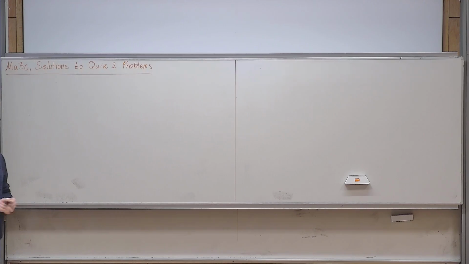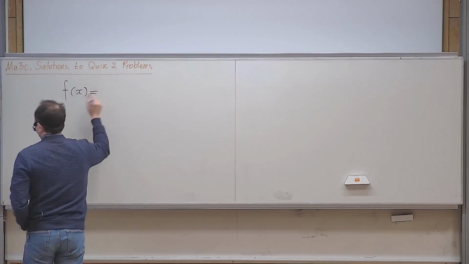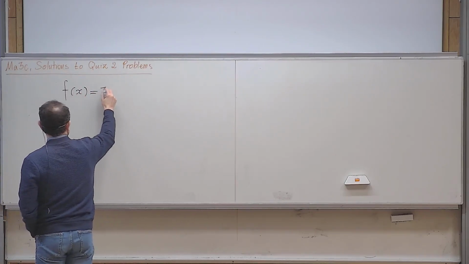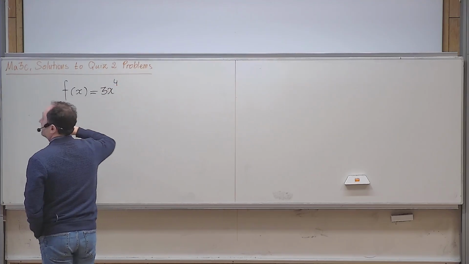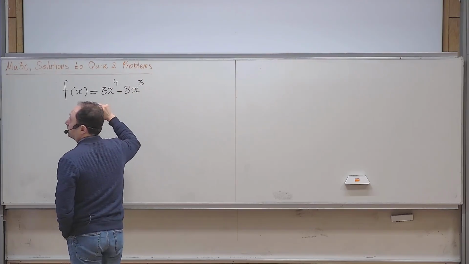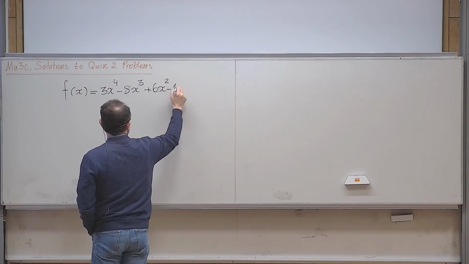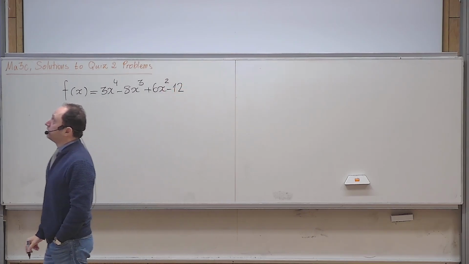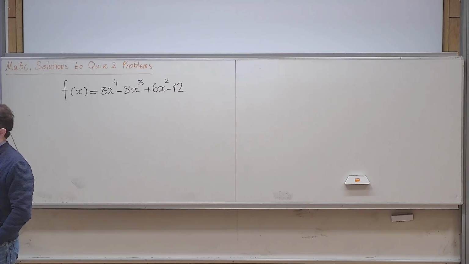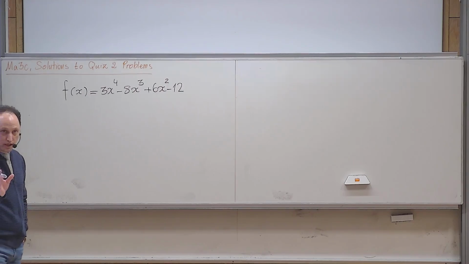Okay, so what was the question? f of x is equal to 3x to the power 4, and then I have minus 8x to the power 3, and then plus 6x squared minus 12. Okay, I want to see what type of local extreme point this function has, and what is its value. How many algorithms potentially do I have?